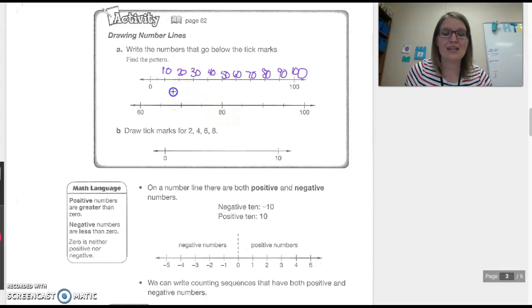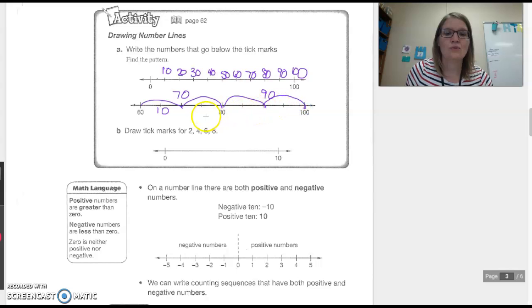Yes, you are right. It is 70. And because of that, it tells me that there's 10 between here. So 80. What's 10 more of 80? 90. And then we go right here.